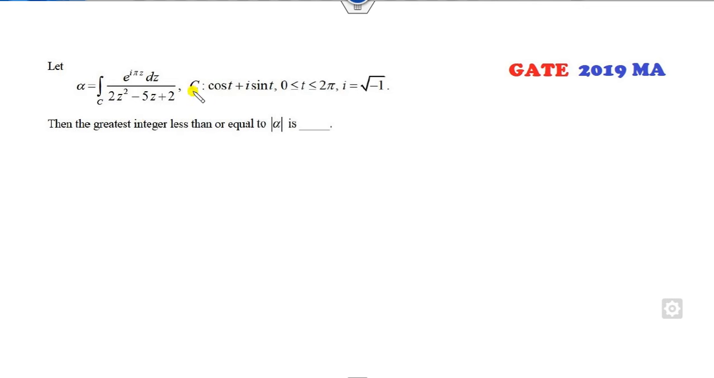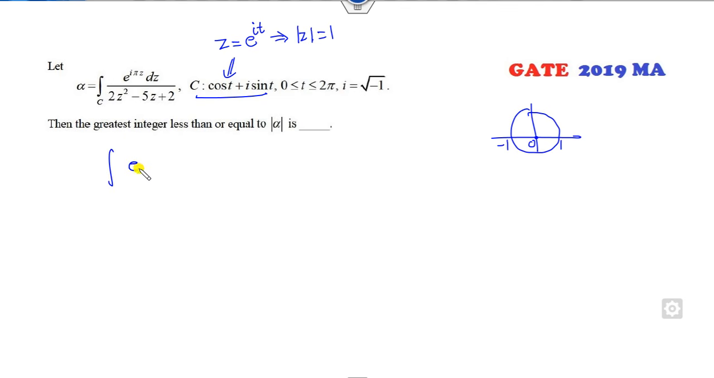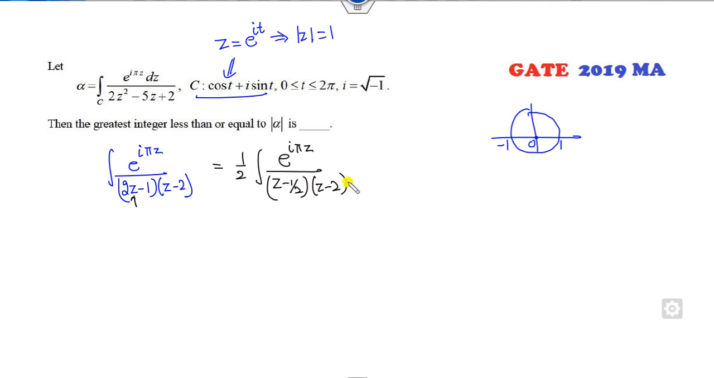Okay, look at this another one. What is that? I can rewrite this as this. What is the meaning of that? It's a circle with center 0, radius 1. Okay, again very simple. Firstly, you can factorize it. What is the factorization of this? 2z minus 1 and z minus 2. Fine. I can make the coefficient of z as 1 by taking 1 over 2 outside. It is iota pi z over z minus half and z minus 2.